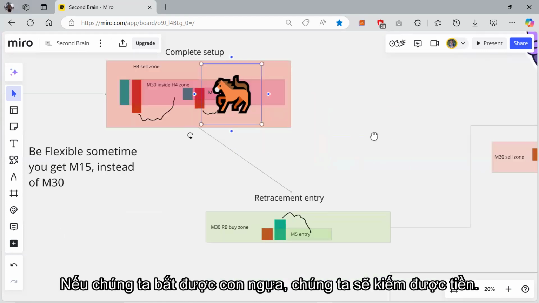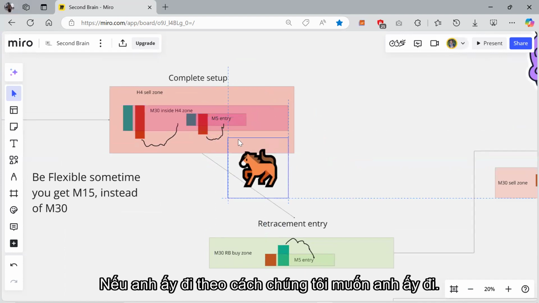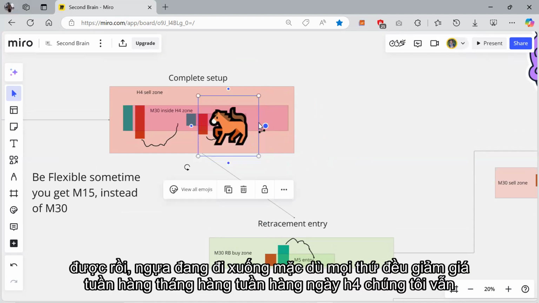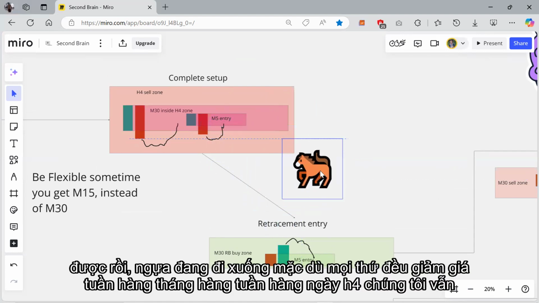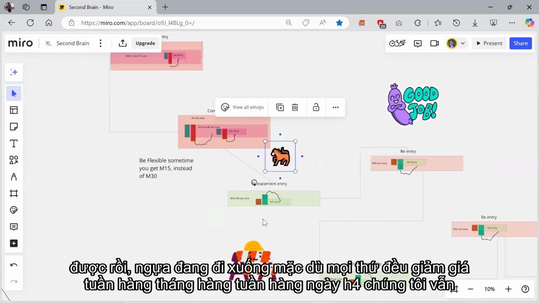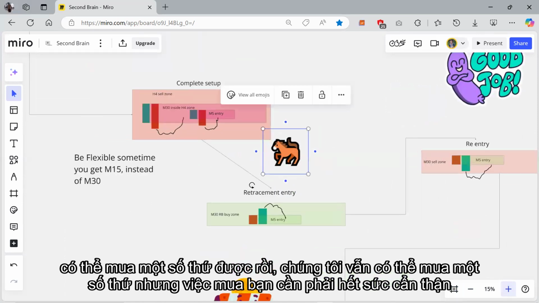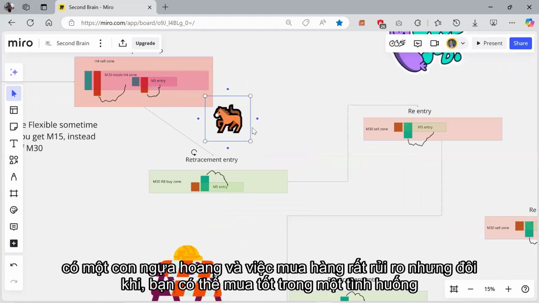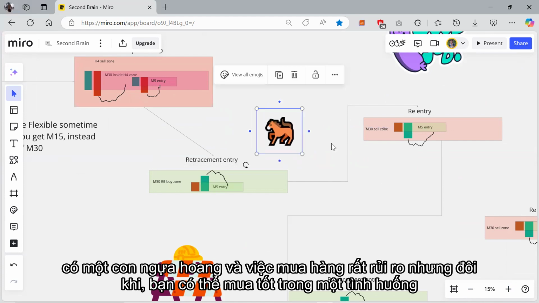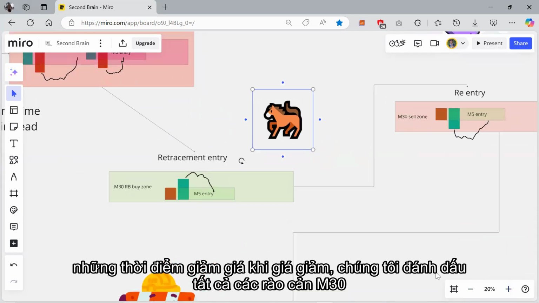If we catch the horse, we make money. Okay, if he goes the way we want him to go, that's it. Okay, so the horse is going down. Although everything is bearish, monthly, weekly, daily, H4, we still can take some buys. But with the buys, you need to be very careful. It's a wild horse, and the buys are very risky. But sometimes, yeah, you can take a good buy in bearish moments.